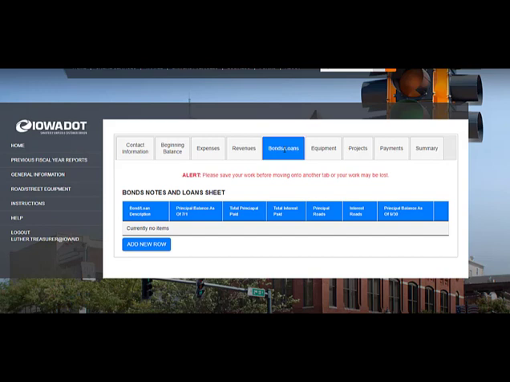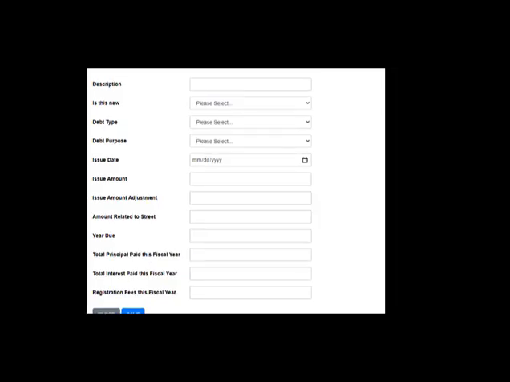Unfortunately, we were unable to move your previous bonds and loans from your previous street finance reports into this form. So if you have existing bonds and loans, you will need to add them here. To add them, select Add a New Row. The bond entry sheet will open, and you will be able to put in the details of your loan.